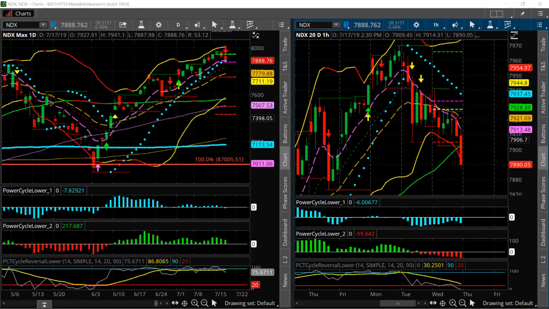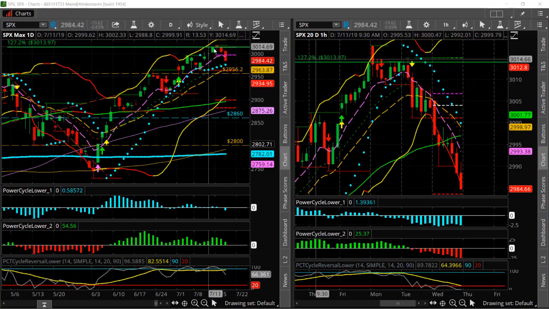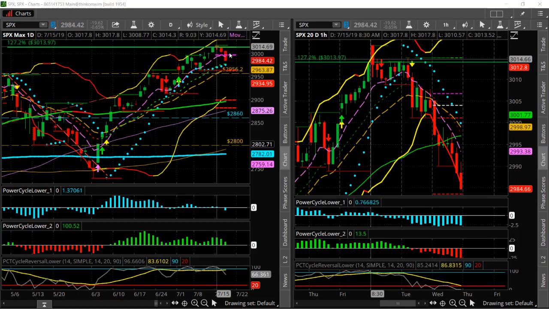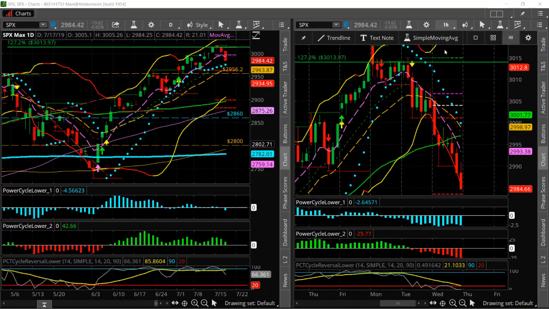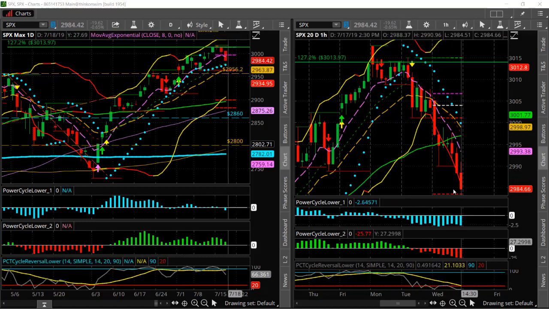Now let's take a look at SPX. You can see SPX is now starting to fade. It made contract highs, and now it's starting to stall. Again, negative momentum. This is how we tell direction. And if you look at the hourly time frame here, negative momentum, cycle 1 and 2.